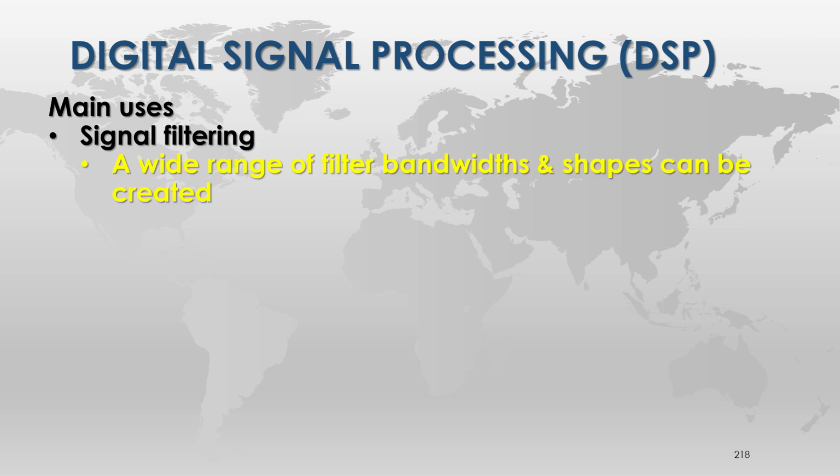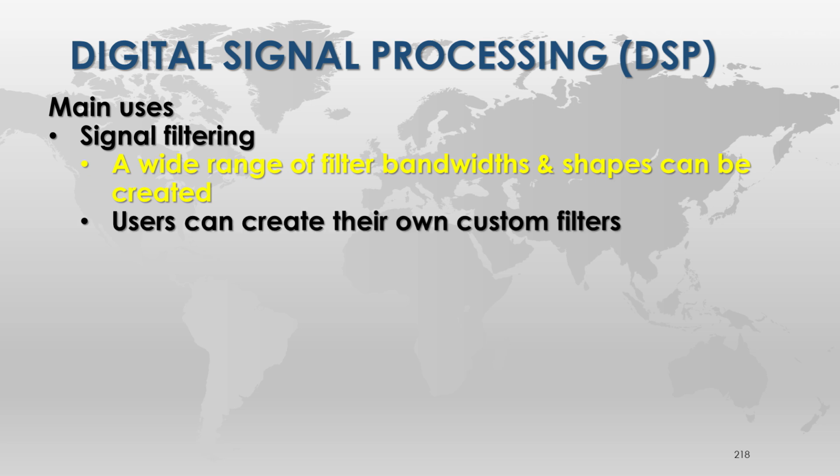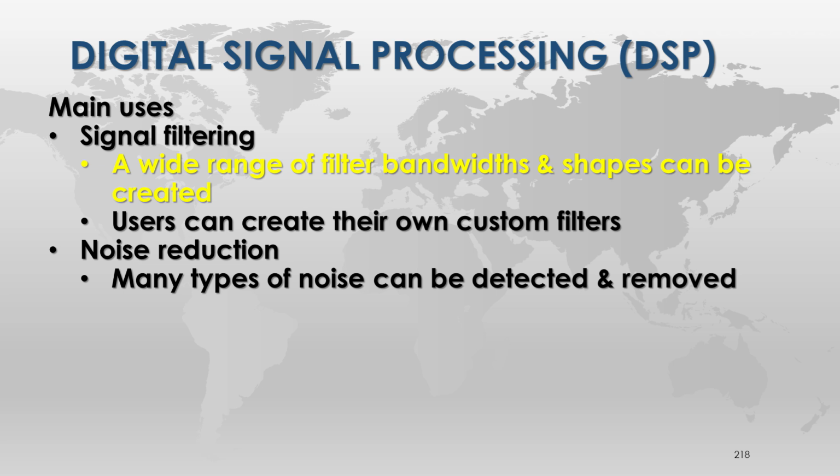Main uses of digital signal processing. Signal filtering: a wide range of filter bandwidths and shapes can be created, and it is awesome to look at and just tweak the little dials and make it go exactly the way you want, to block out all the garbage. The users can create their own custom filters. It helps with noise reduction. Many types of noise can be detected and removed. The computer goes like, that is an electric fence. We don't want to listen to that.